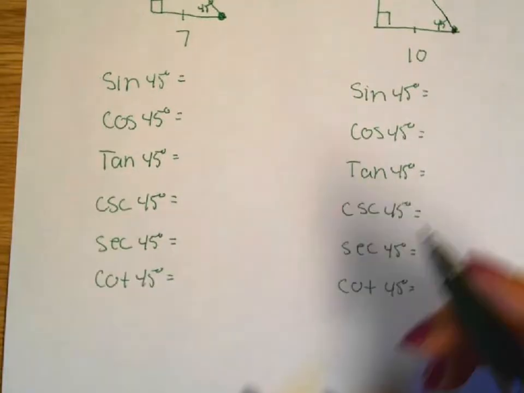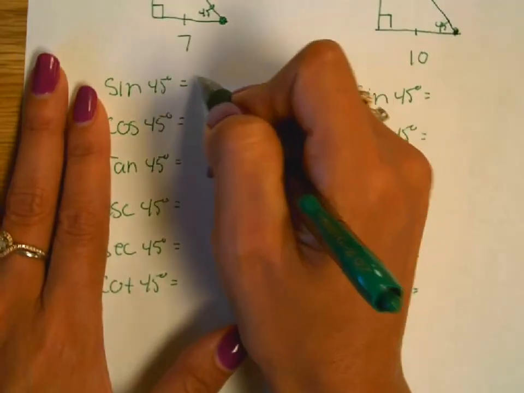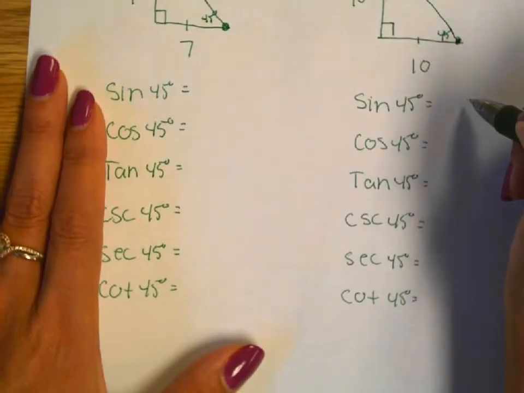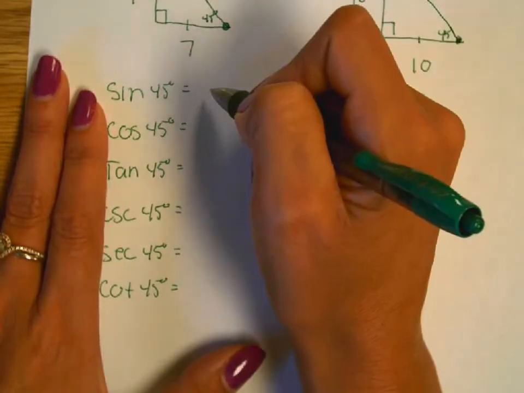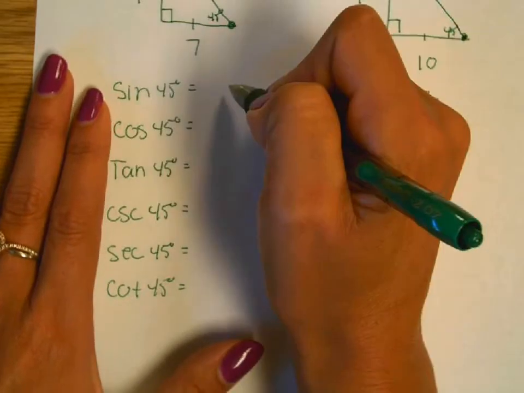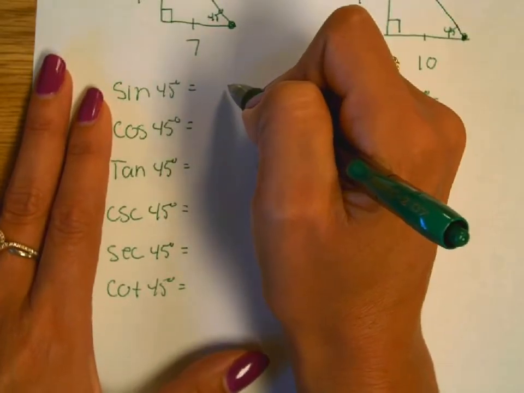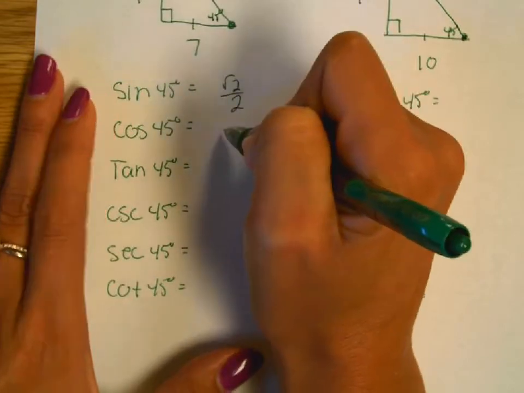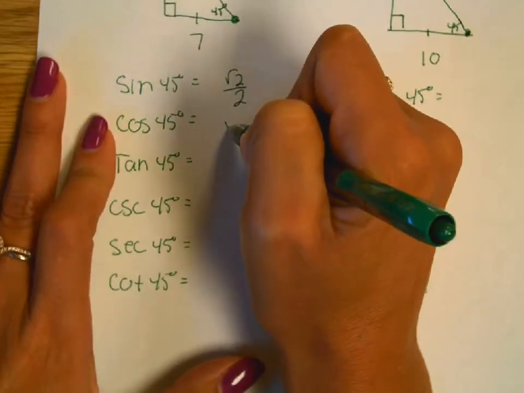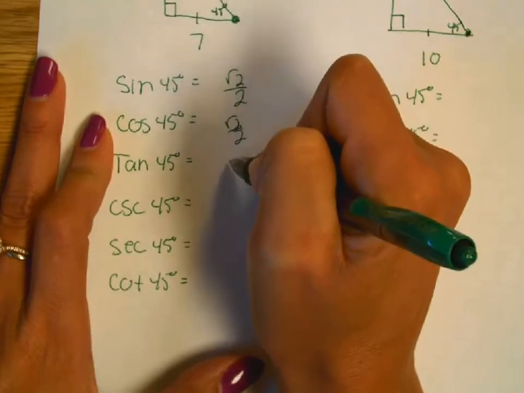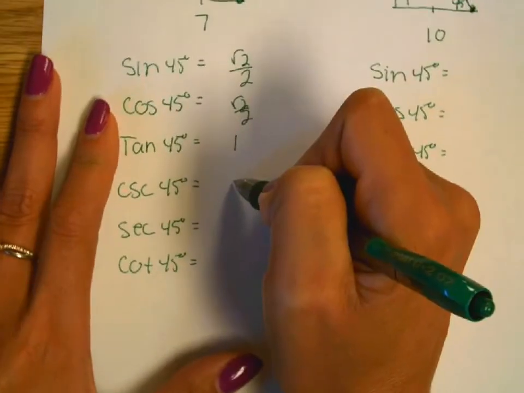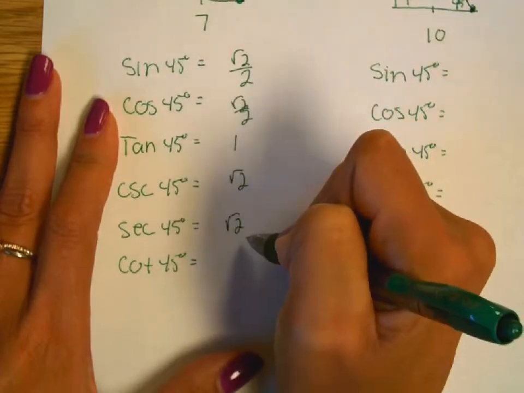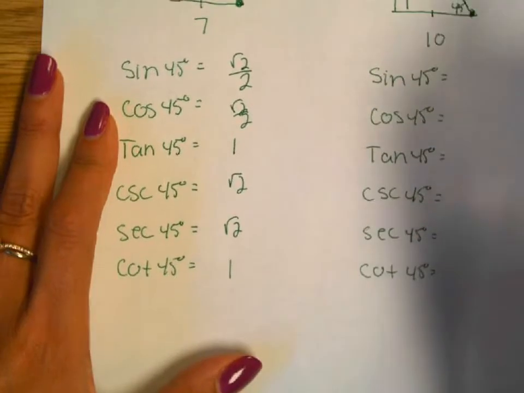Still trying to remember. All right, Caitlin, tell me what you had for sine, please. It's all the way simplified out. What did you get? I did the other one. Oh, you did this one over here. Okay. Reese, what do you got? You got radical 2 over 2. I like that. Keep going, Reese. Radical 2 over 2. Tangent? 1. Cosecant? Secant? And cotangent?